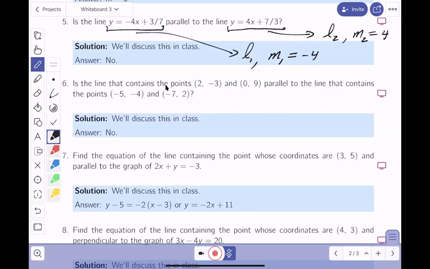Now, what's your question? Are they parallel? Well, if they were parallel, their slopes would have to be equal. M1 does not equal M2. So I'm going to say no. What am I going to do? Check the key and verify that that's correct.